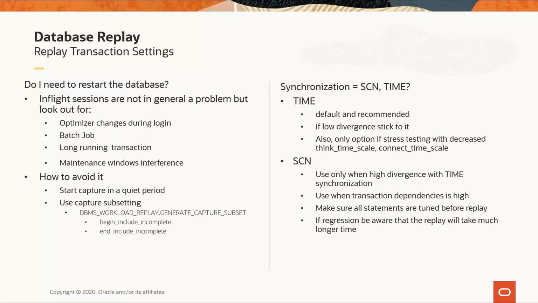For time, if you find a load divergence, we recommend to stick to it. And you have additional options if you use time. So this is the only option that we have if you want to make a stress testing, okay? With modifying settings like think time scale or connect time scale. If you use SCN, try to stick to it only when there is a lot of high divergence with the previous synchronization mode that was time. And use it when you have high transaction dependency.